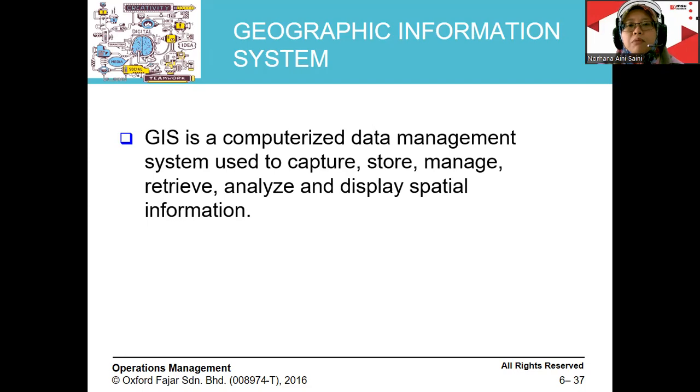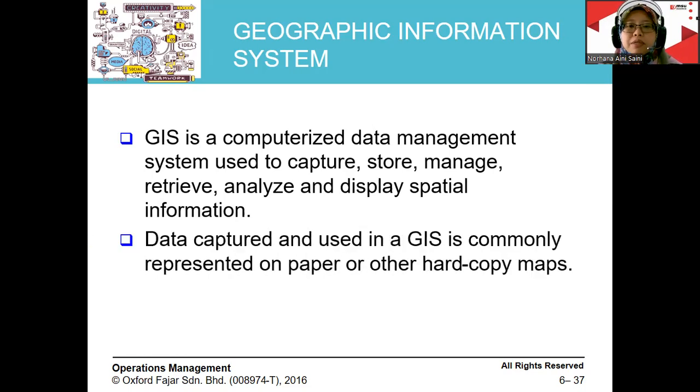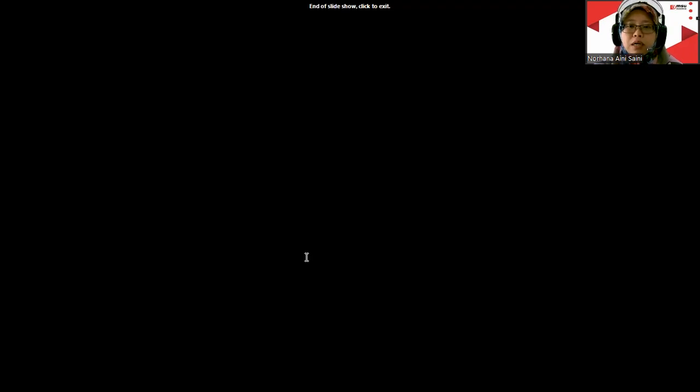When we talk about the location decision, the location strategy, we also use the geographic information system. So what is GIS? It is the computerized data management system used to capture, store, manage, retrieve, analyze, and display spatial information. Basically, GIS is the system that can locate any kind of location, the space that we need. GIS data captured and used is commonly represented on paper or hard copy maps. So that's why we have GIS when we want to decide on the location. All right, so that will be the first part.